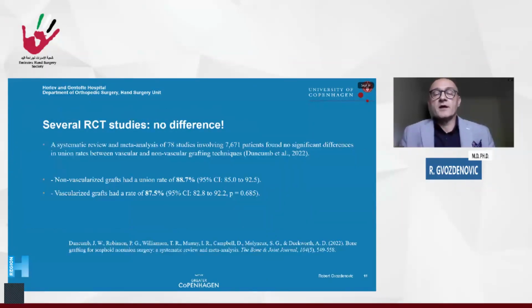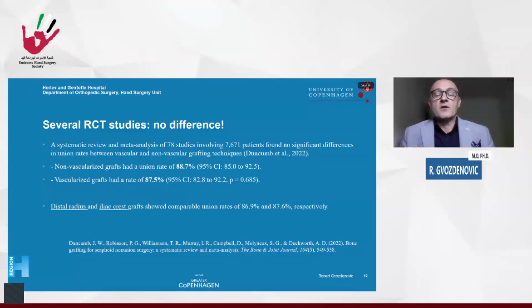There was a question about which technique is better. And it is true, like Morten explained, that the systematic reviews using more than 7,000 patients tried to discover if there was any difference. And union rates between these techniques are very similar, 88 and 87%. So no difference, whatever technique you use. If you are thinking about which graft is better to use, distal radius or iliac crest grafts, these results are also very comparable, measuring the union rates, 87 and 87.6 respectively.